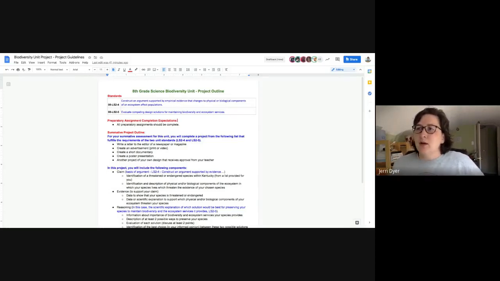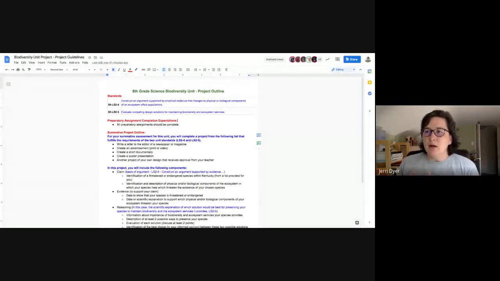So here we go. We're going to look at our project outline. Here are our standards, LS24 and LS25. So we're going to construct an argument supported by empirical evidence that changes to physical or biological components of an ecosystem affect the populations within that ecosystem. And then we're also going to evaluate competing design solutions for maintaining biodiversity and ecosystem services. And so what we're trying to do here is put both of these things together into one project. All right, and so we'll take a look at how to do that.